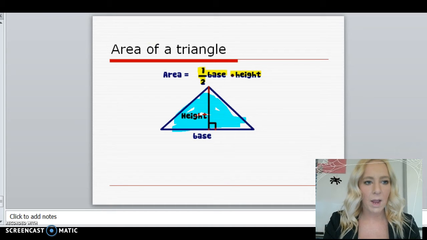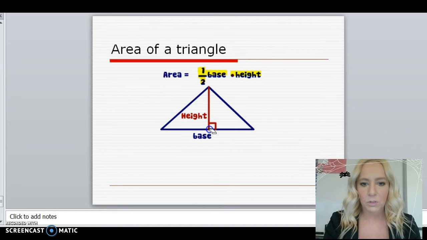Now let me talk about how they got each of those terms and why the formula is the way that it is. The base of the triangle would be this bottom section here, and the height of the triangle is usually shown by a line to show the height.